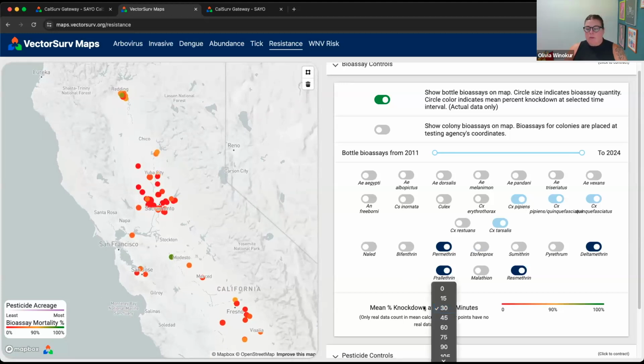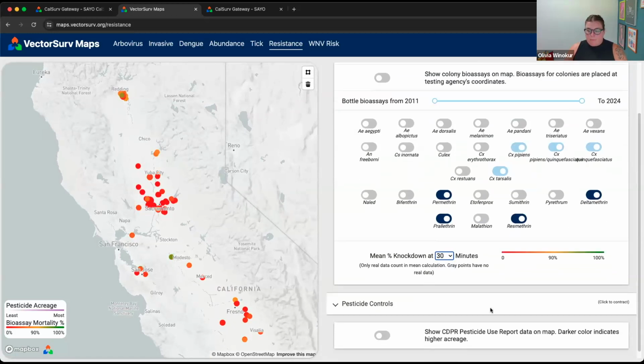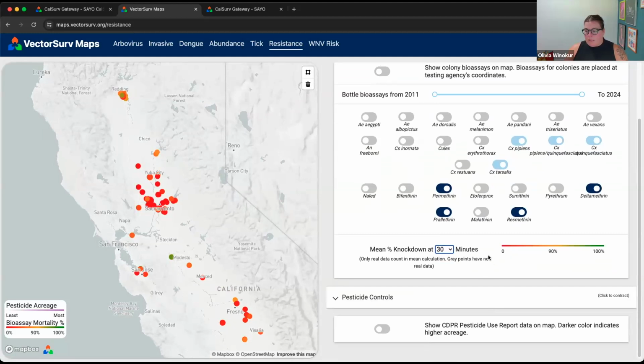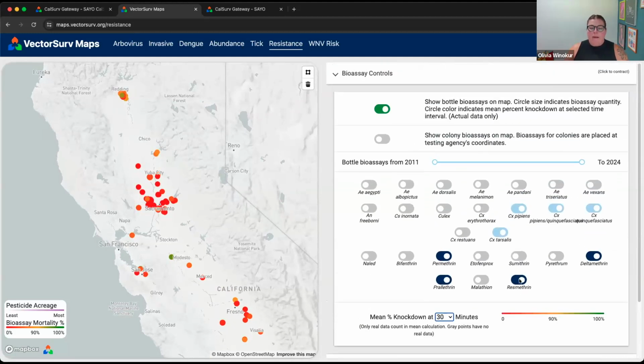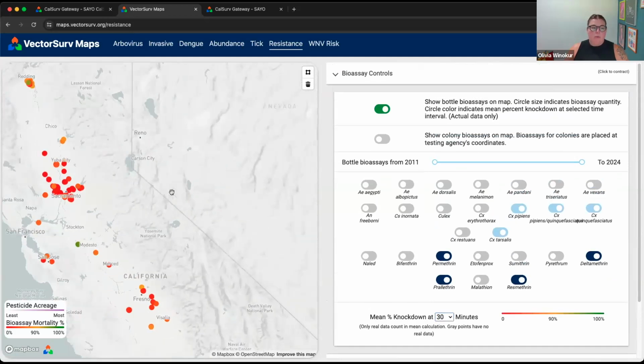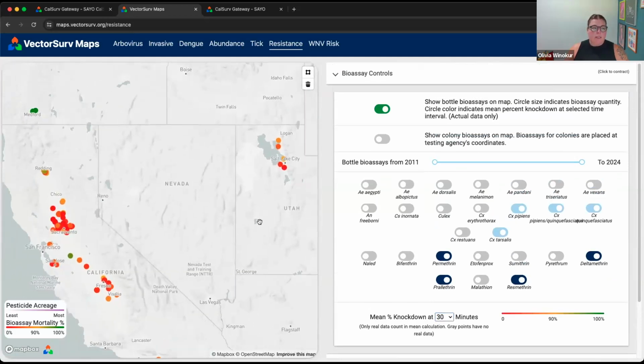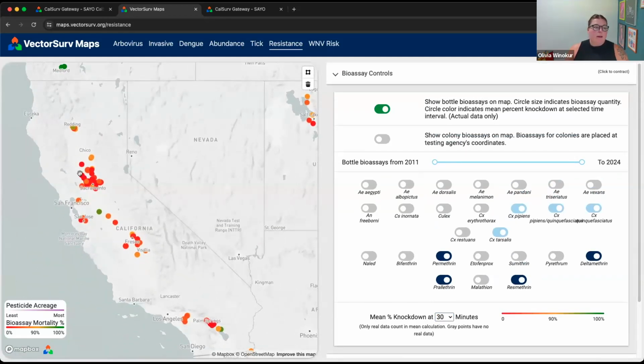And you can also change by mean percent knockdown at say 15 minutes or whatnot. So this is showing like most of these mosquitoes were knocked down by 15 minutes, so pretty susceptible. But again, based on what you're interested in and what your action thresholds or whatnot are, it's just a way for you to visualize your data and see what's going on in your area.